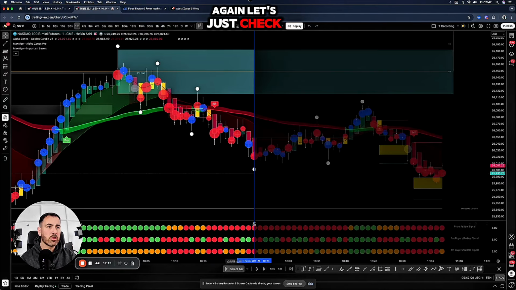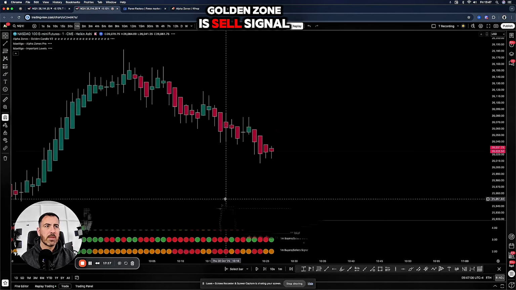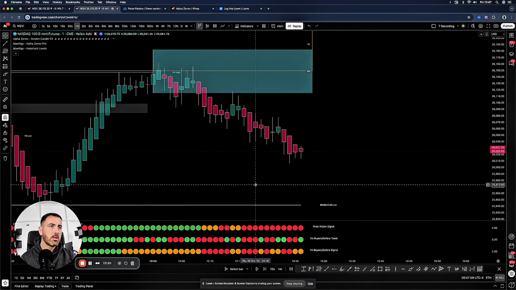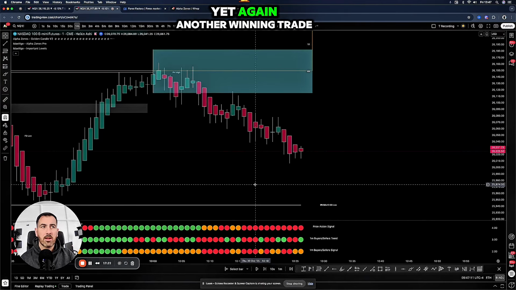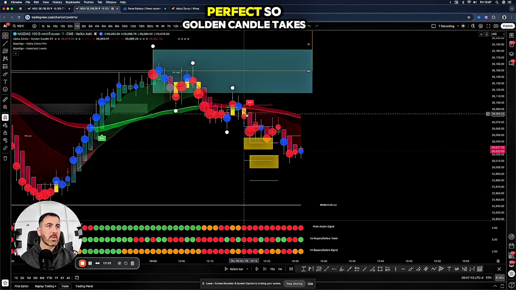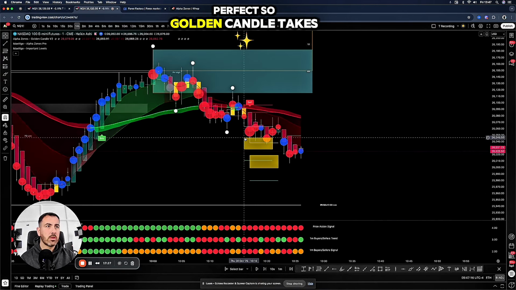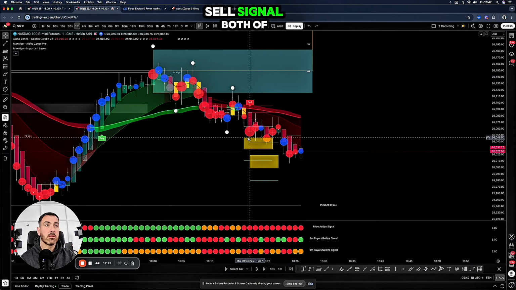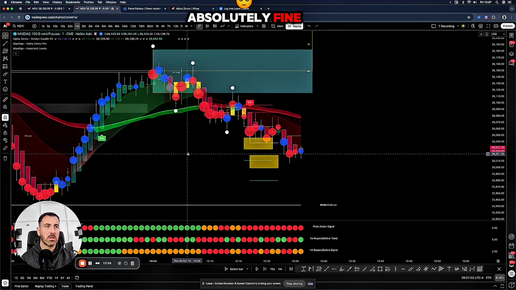And again, let's just check where our golden zone is. Sell signal. Yet again, another winning trade. Perfect. So golden candle takes you in, sell signal, both of them go on to win. So either of those trades you'd have taken, you're absolutely fine.